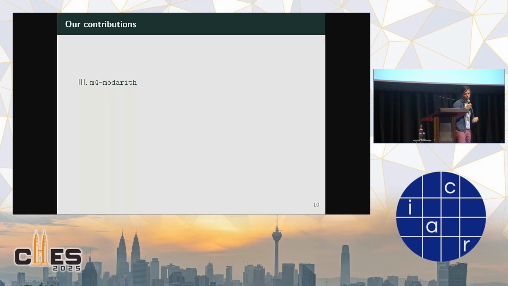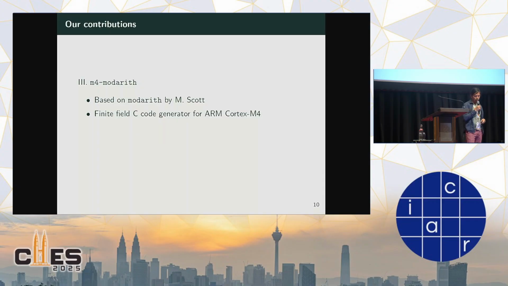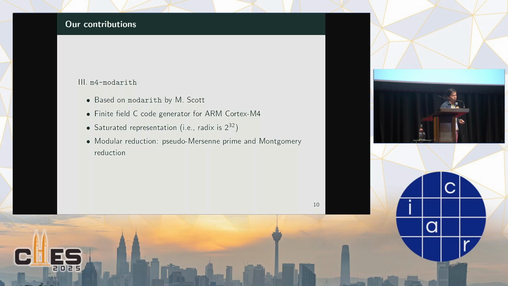Having this, we present what we called M4 Modarith, a library based on the library called Modarith, developed by Michael Scott. This is a finite field code generator. The code that it outputs is C, and it targets the ARM Cortex M4. It uses a saturated representation, since the word size for these processors is 32 bits, so the radix is 2 to the 32, and we have two reduction strategies. The first one is pseudo-Mersenne, which is practically what I showed in the previous slide, and then we have the more general Montgomery reduction.